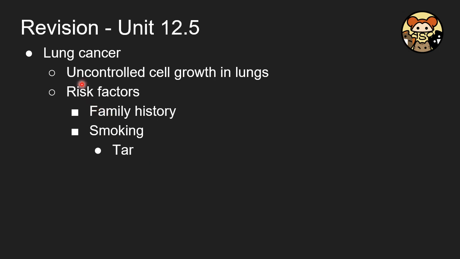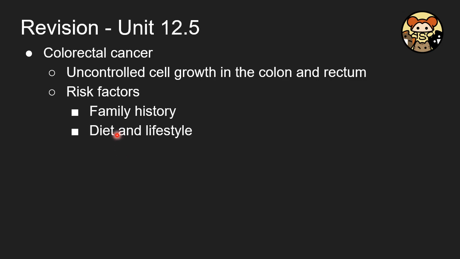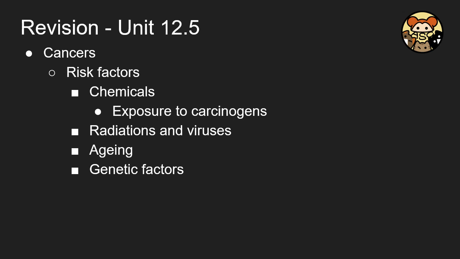So here comes lung cancer. Lung cancer is the uncontrolled cell growth in the lungs, so the risk factors will be family history and smoking, because the tar inside the cigarette is carcinogenic. And colorectal cancer is the uncontrolled cell growth in the colon and the rectum, and the risk factors will be family history and diet and lifestyle. Generally, for cancers, the risk factors can be categorized as chemicals, radiation and virus, aging, and genetic factors. As for chemicals, we group all of them into this name, carcinogens.